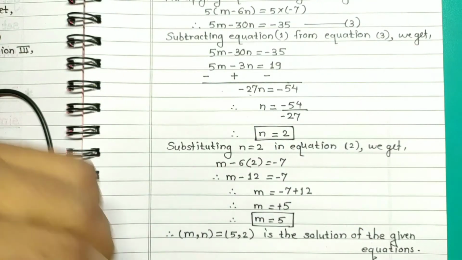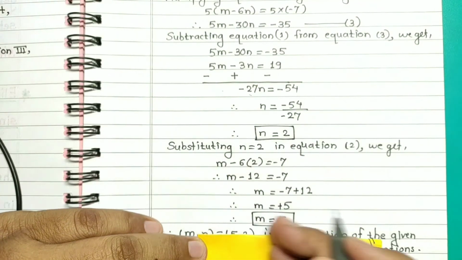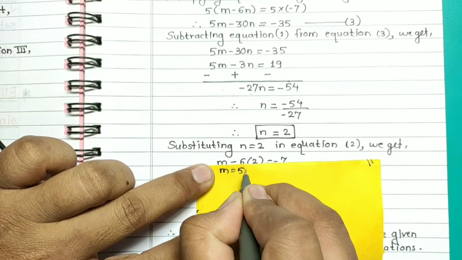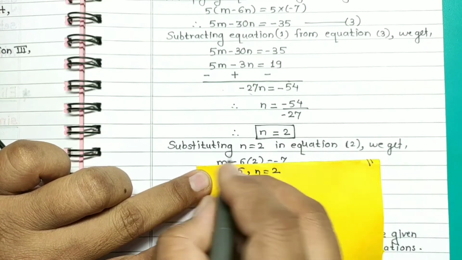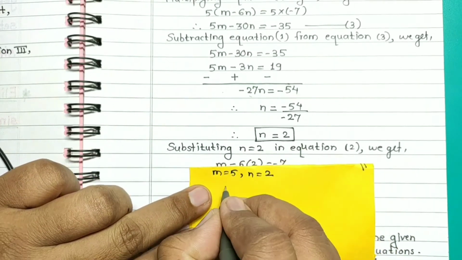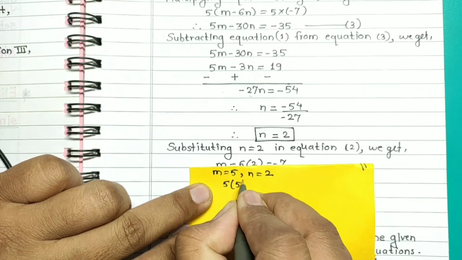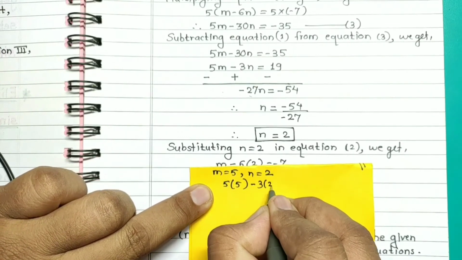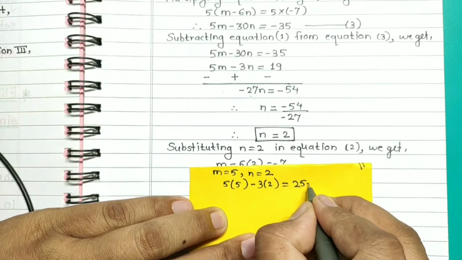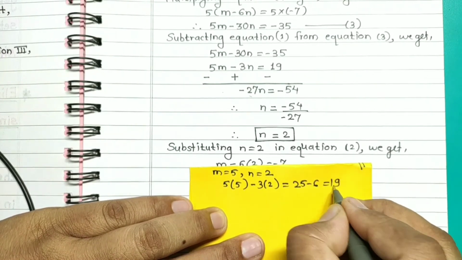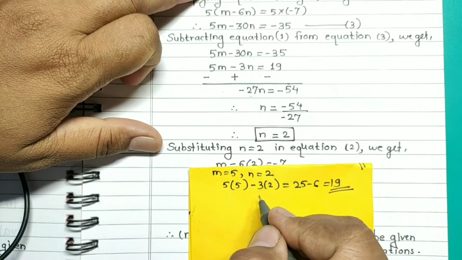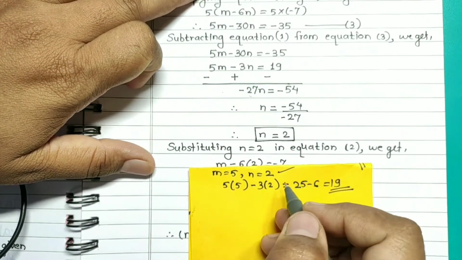So what to do for that? Let us substitute m is equal to 5 and n is equal to 2 in both the equations. So equation 1 will give 5 into 5 minus 3 into 2. So this calculation is 25 minus 6, and it is 19, which is the RHS of equation 1. So equation 1 is satisfied by this solution.